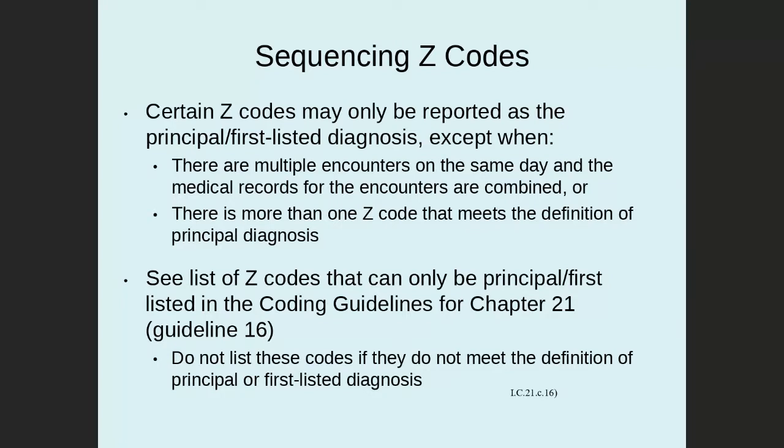Also, there is an exception if there's more than one Z code that meets the definition of principal diagnosis. So throughout this discussion, I will say these codes can only be listed first, but remember this caveat, this exception that's here. So be sure and circle or tab the Coding Guidelines 16 for Chapter 21 on the codes that must be listed first, except under these circumstances.